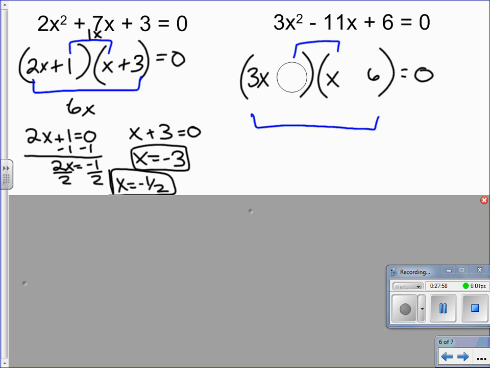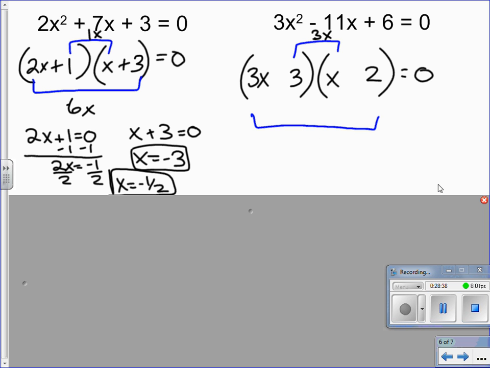I will erase those and I will switch this around. I will make it 6 and 1. And I will get on my outside terms 3x, on my inside terms 6x. It's close, 9x, but not 11x. So I'm going to erase those and assume that 6 and 1 are not my factors. So now I have 3 and 2. And I'm going to put a 3 and a 2, and I get 6x and 3x. I just check those same numbers, close but not quite.